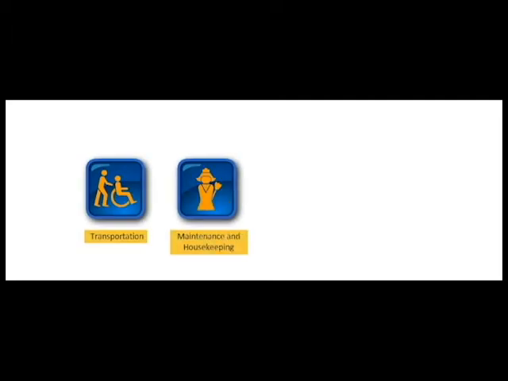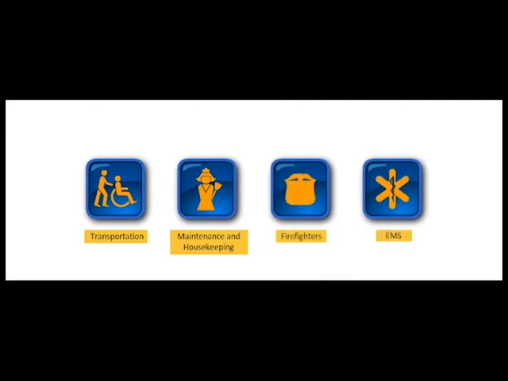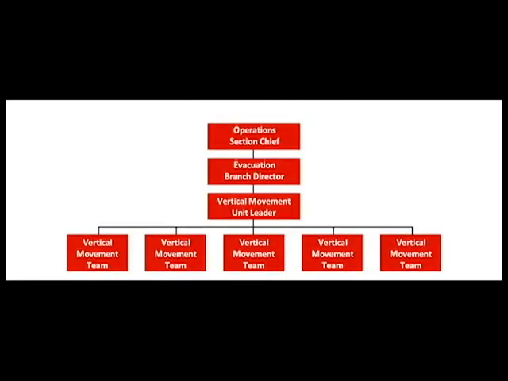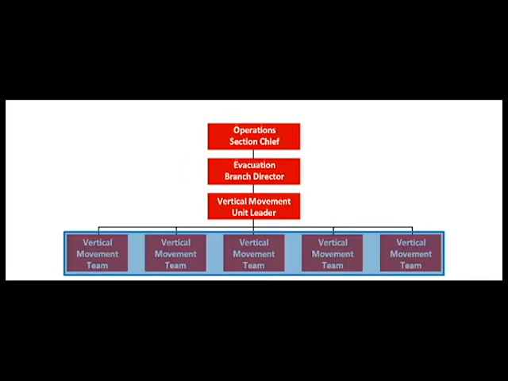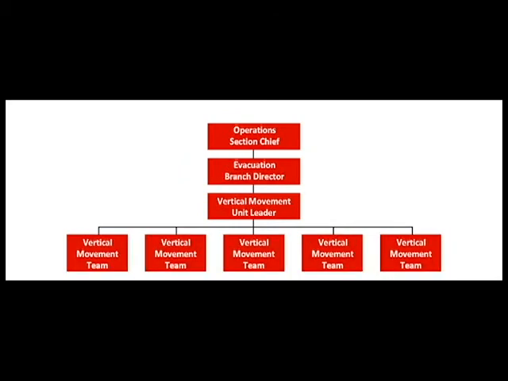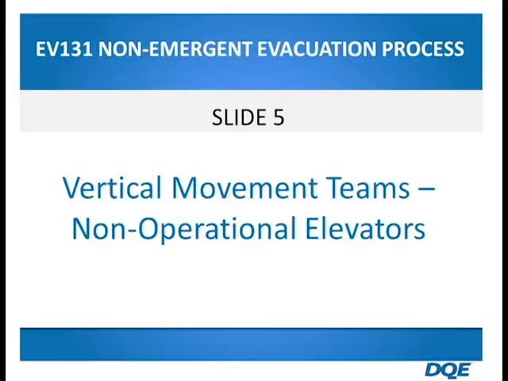Typical team assignments consist of staff from the transportation unit, maintenance and housekeeping departments, supported by public safety responders like firefighters and EMS personnel if conditions warrant. Each team should have a team leader assigned who reports to the evacuation branch director. Teams consist of 2 to 5 people, depending on staff and elevator availability.